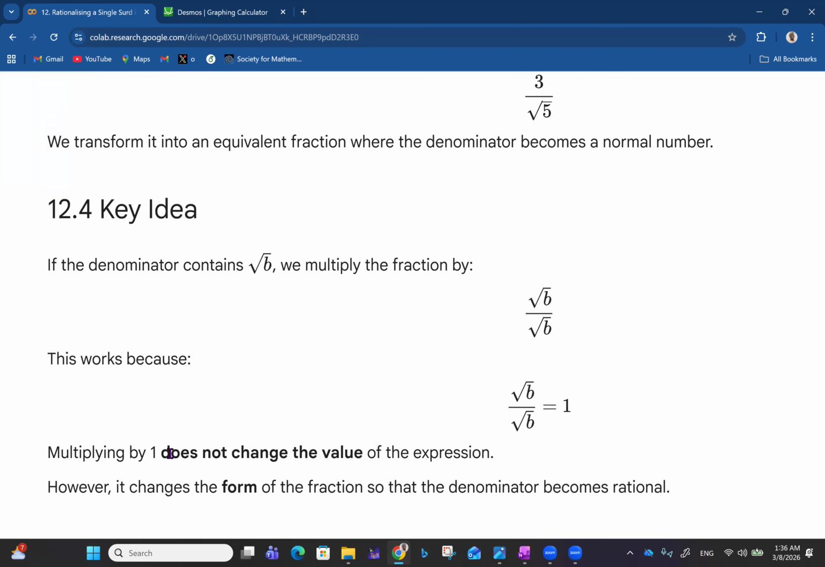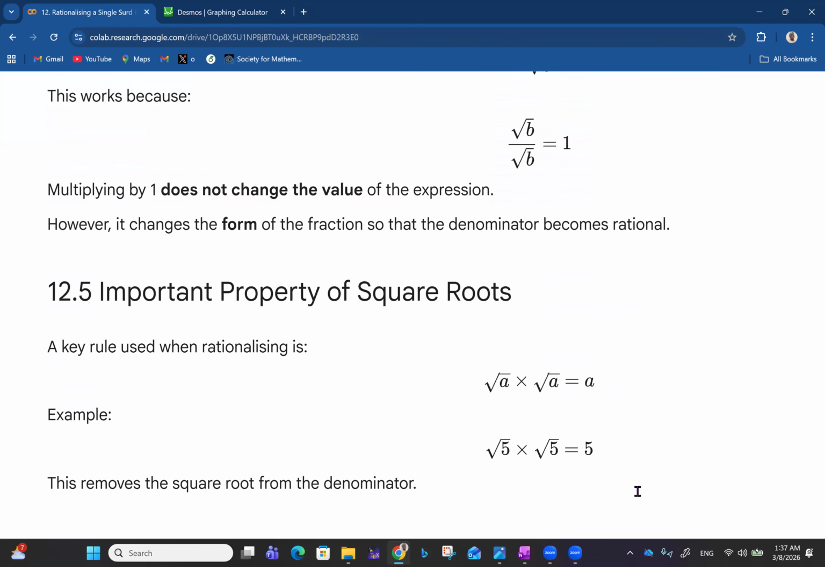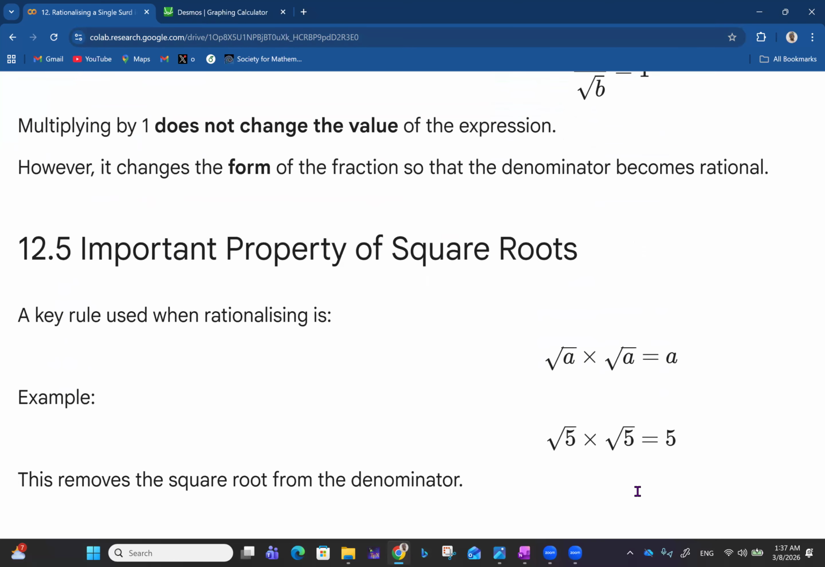So multiplying by 1 does not change the value of the expression, right? However, it changes the form of the fraction so that the denominator becomes rational, which is our goal ultimately, and that's why we talk about rationalization. You're making an irrational denominator into a rational one. Now, an important property of square roots.